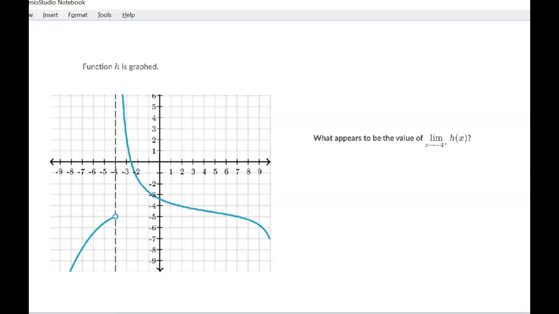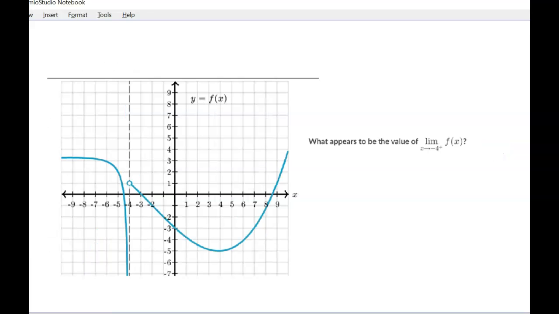What appears to be the value of the limit as x approaches -4 from the positive side? If I approach -4 from the positive side, the graph tends to be going up towards positive infinity. As I approach -4 from the other side, the graph tends to be approaching a value of 1.